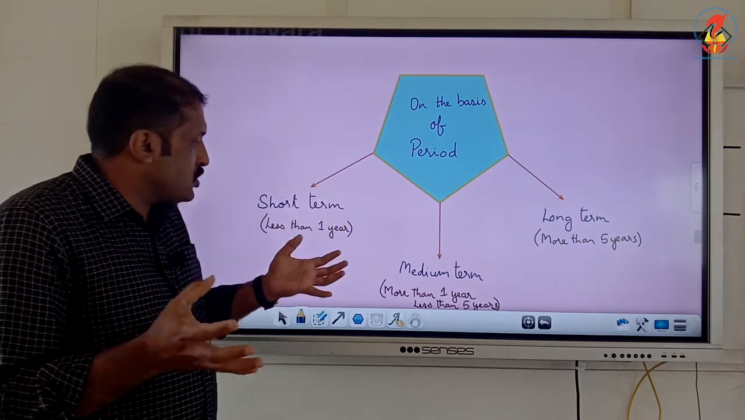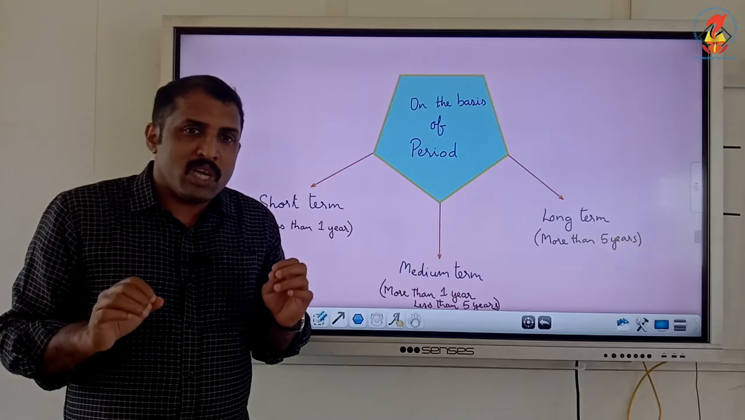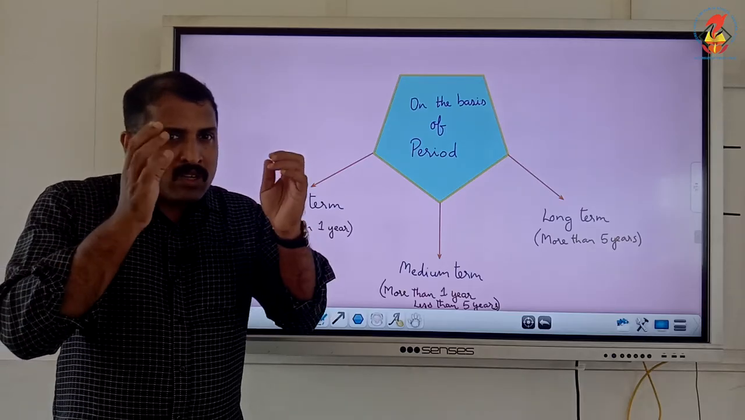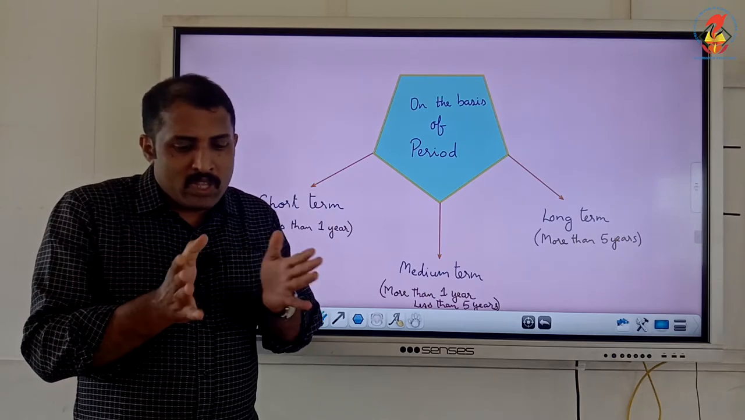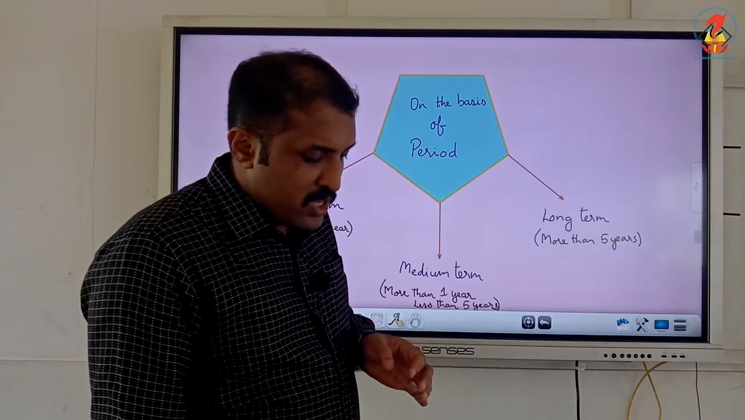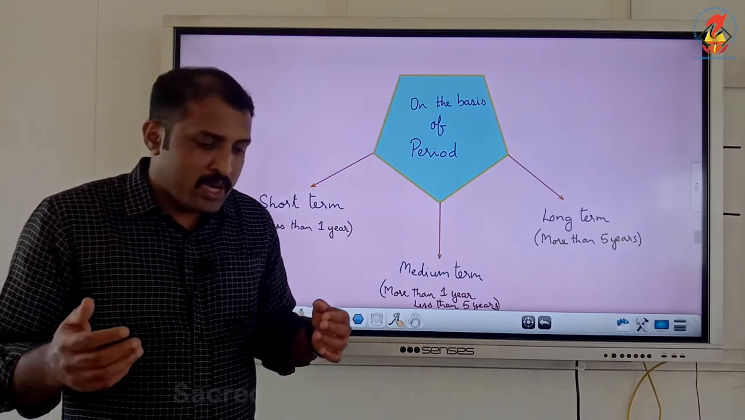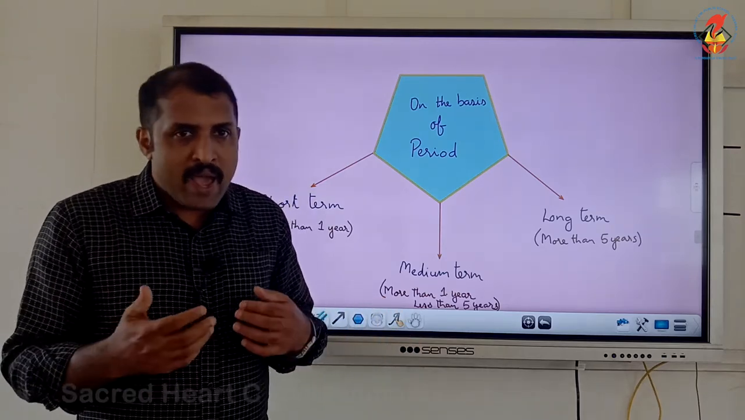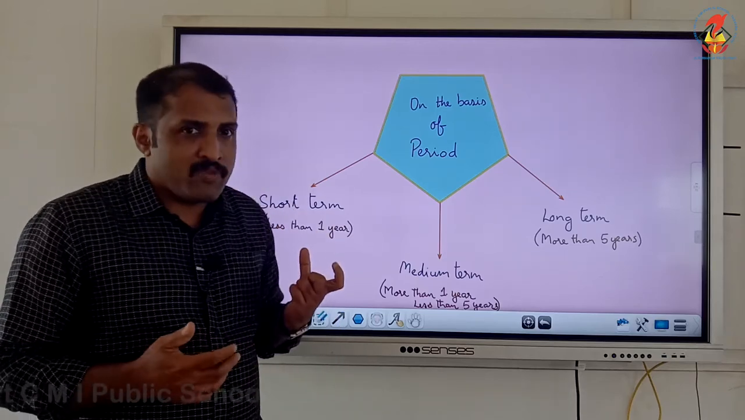Short term sources are those sources where the period is less than 1 year. These are sources from which we can raise funds for less than 1 year. Within 1 year, we have to give back to those sources. Short term sources can be trade credit, commercial paper, bank loans, etc. All these things are short term sources of finance.